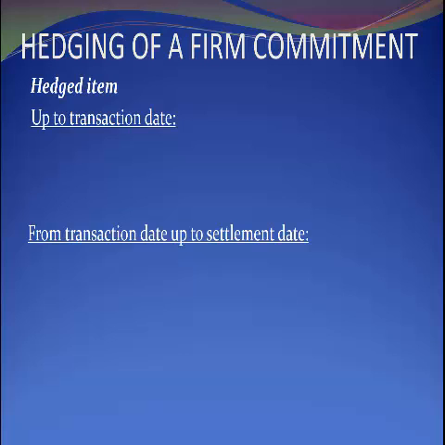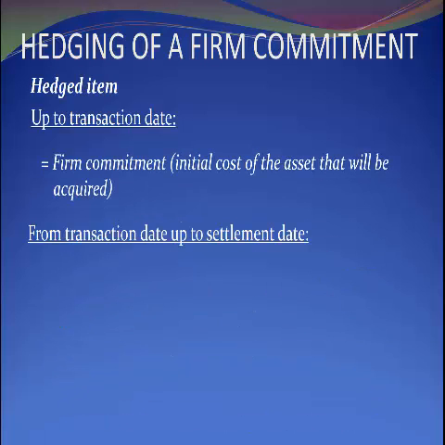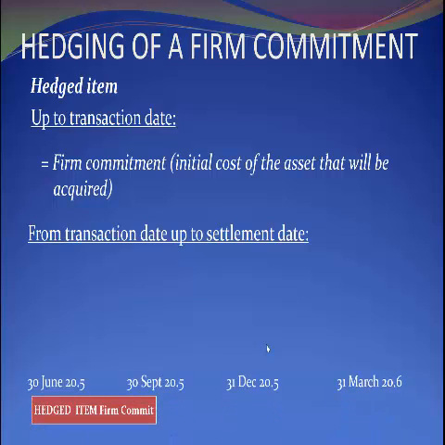So when you have your hedged item up to transaction date, that will be your firm commitment portion. Why? Because you've signed the contract to purchase this inventory or asset or what it may be, and now you want to hedge this commitment that you've made, so that the price does not increase or that the exchange rate does not increase what you're going to pay for this. So from the date of your order, 30 June, until the date of your transaction, you are hedging this firm commitment.